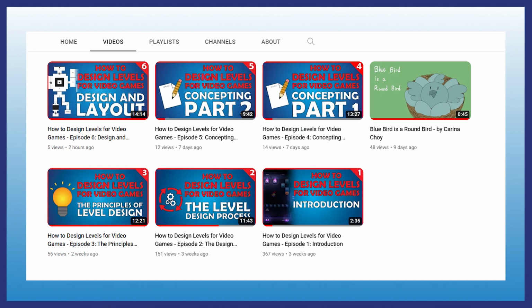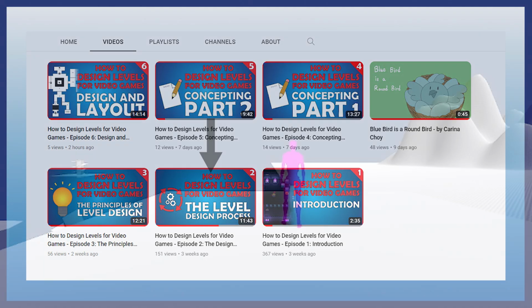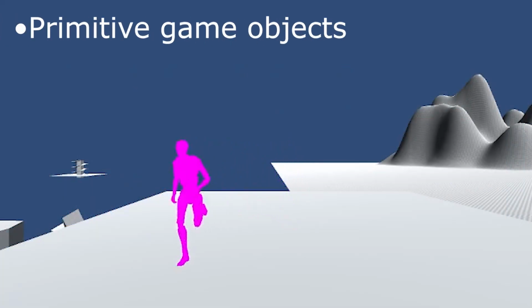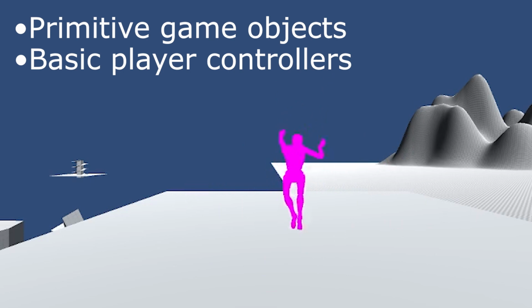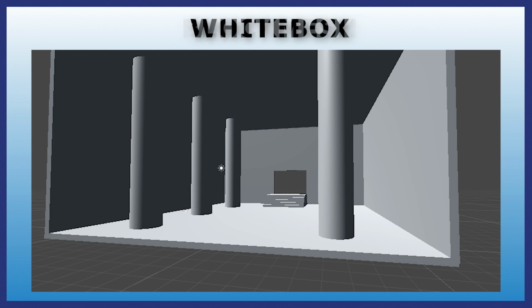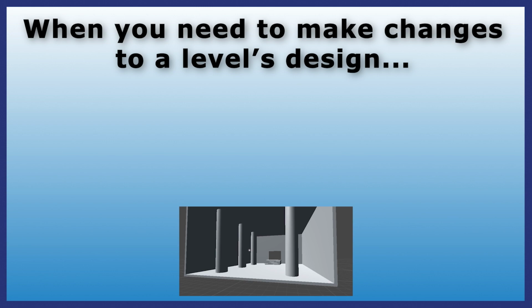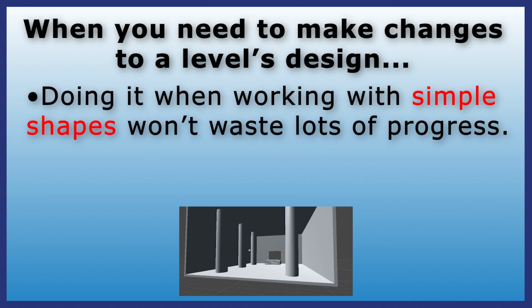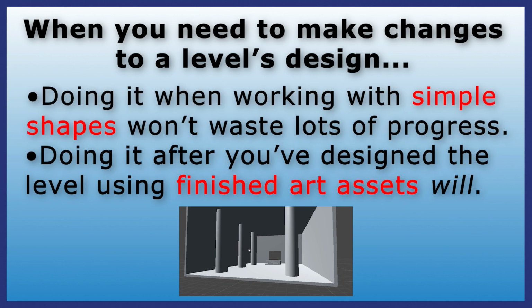Like I mentioned back in episode 2, lots of game engines include simple features such as primitive game objects and basic player controllers. Creating a playable prototype of a level using these tools is commonly referred to as a blockout, or alternatively as a block mesh or a white box. The reason why blockouts are so useful is because they aren't wasteful. When you need to make changes to your level, it won't set you far back to edit simple shapes and geometry, compared to if you were working with finished art assets.